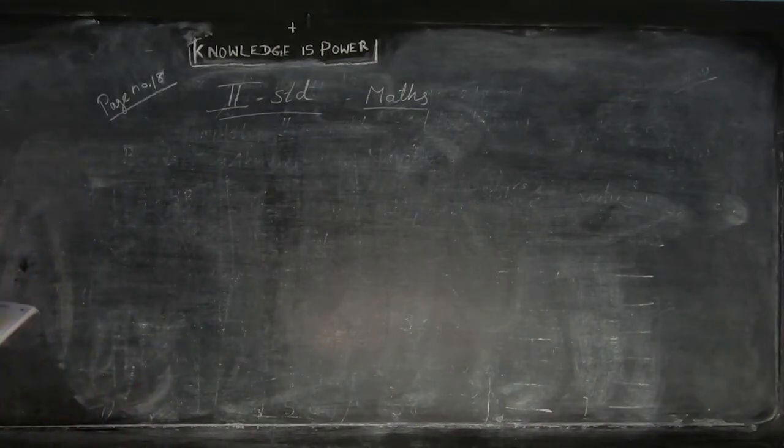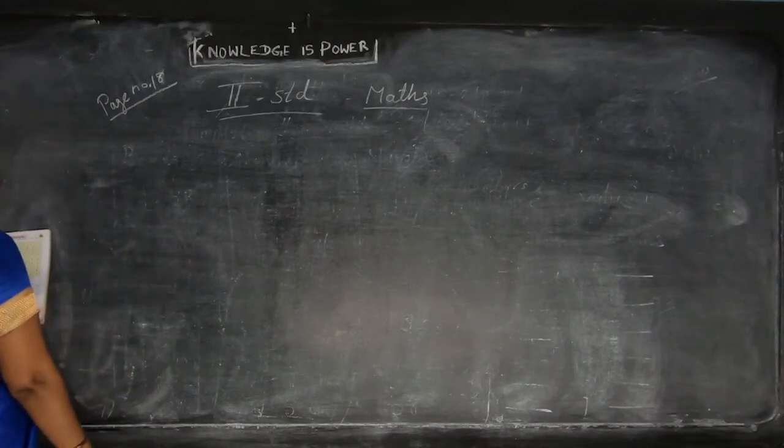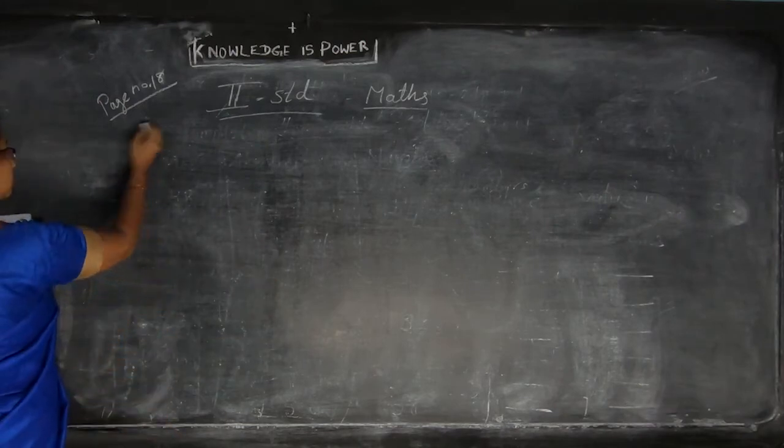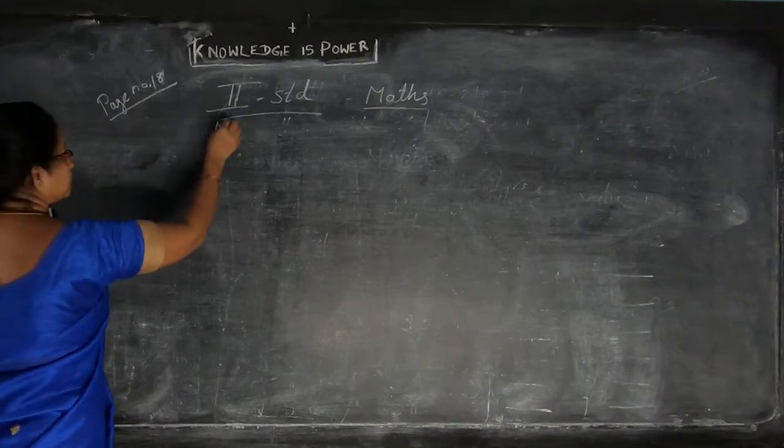Now I am going to do this one also, tens place and ones place only, but we are going to do it in a different way. Okay, I am going to write the numbers from 1 to 99.